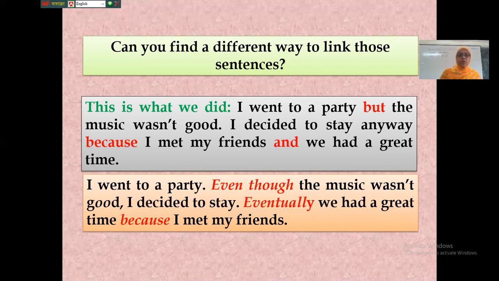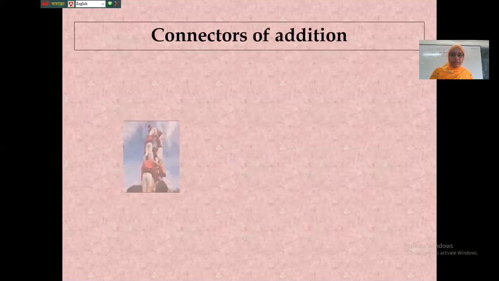The students, the two parts of sentence answer, and this answer is right and this answer is also right. So we understand that connector sentence right, for one word, if we want, we use another word and suitable word to answer. Connector of addition.